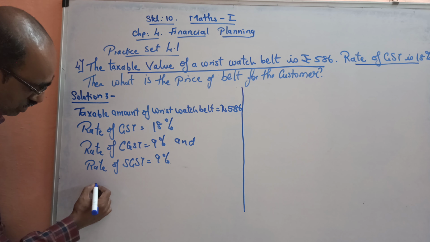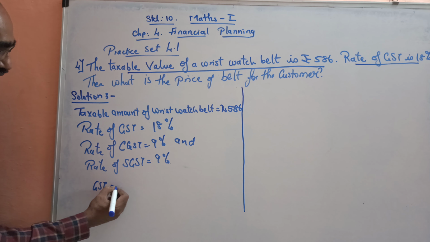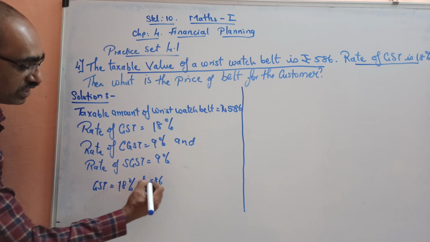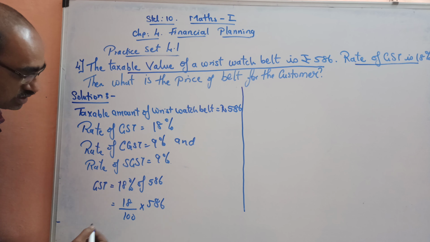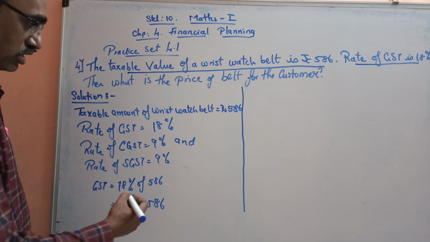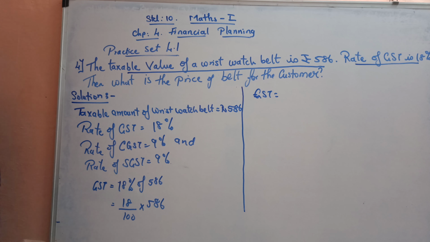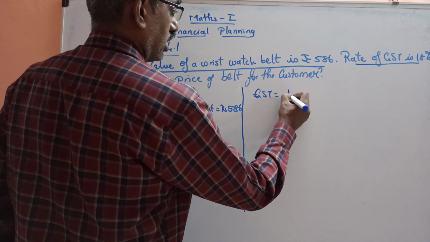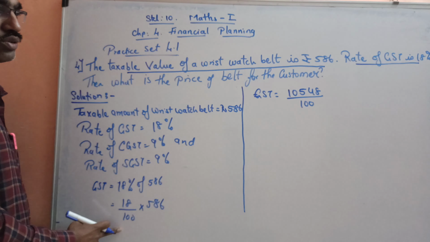Now if I calculate GST, how much he has to pay? That is 18% of what? 18% of 586. So 18 upon 100 into 586. So we'll do the calculation. First we'll do the multiplication. So I'll write GST is equals to 18 multiplied by 586. So if you don't know the calculation, do the rough work. So 18 multiplied by 586 is 10,548. 10,548 upon 100. This 100 we are going to write it.